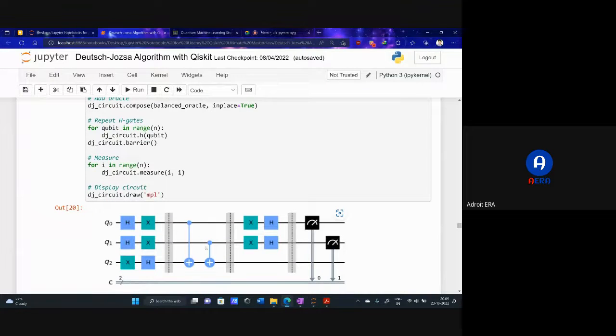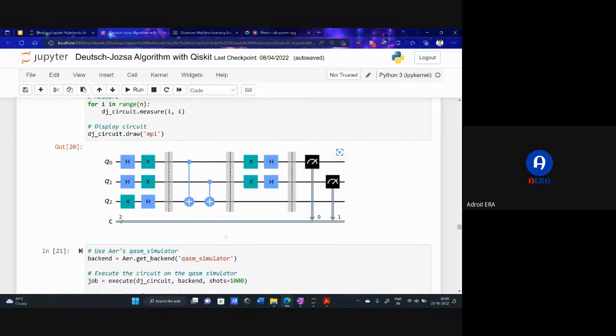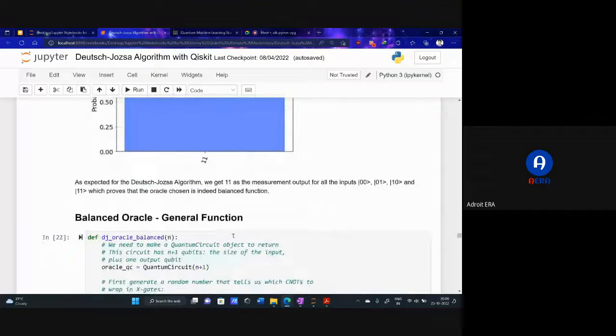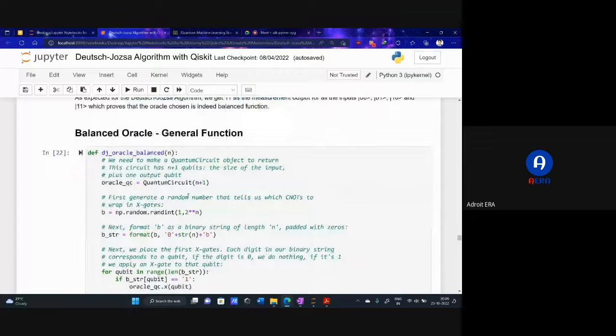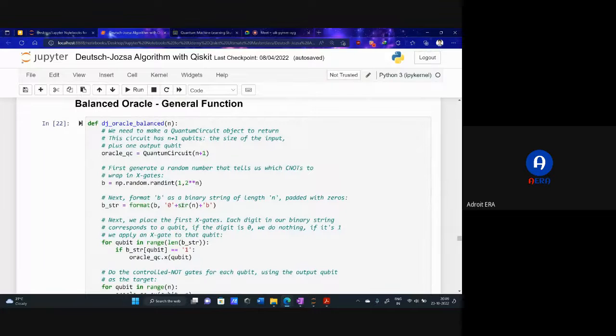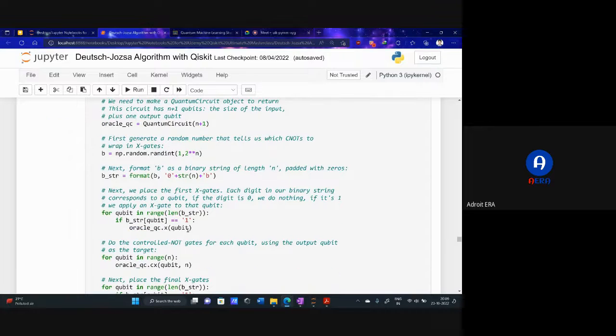Okay, so this is the full circuit, and again 1 1. This is the general function. Just like for the constant oracle we get a general function, here also we get a general function where we use the random. We generate a random number that tells us which CNOTs will be wrapped in the X gate. Then you convert that into a bit string, and the rest of the code is the same. So these two lines are different.